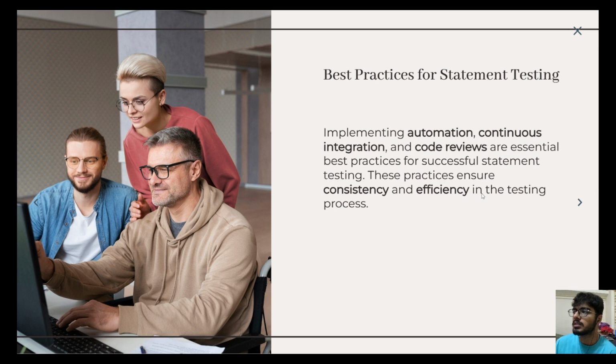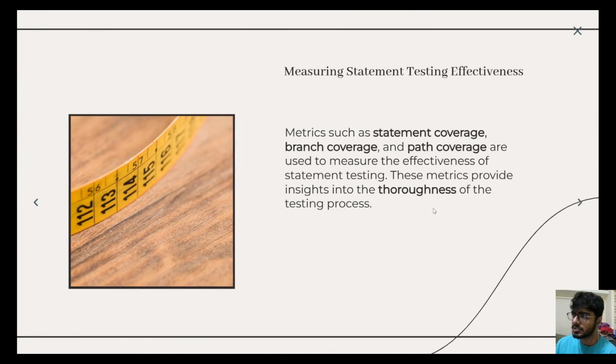Best practices for statement testing are implementing automation, continuous integration, and code reviews. These practices ensure consistency and efficiency in the testing process. Measuring statements, again, I've covered it before, but go through the slides. Metrics such as statement coverage, branch coverage, and path coverage are often used to measure the effectiveness of statement testing. These metrics provide insights into the thoroughness of the testing process.